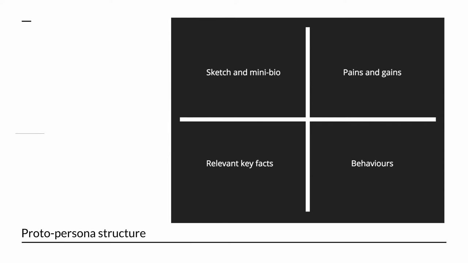So we start with the sketch and the mini-bio. We've got their pains and gains, behaviours and relevant key facts. So this is really easy to do. You can do this at the start of your next project. And then as you go through and you find out more information about your users, you can update it and make it more and more relevant.